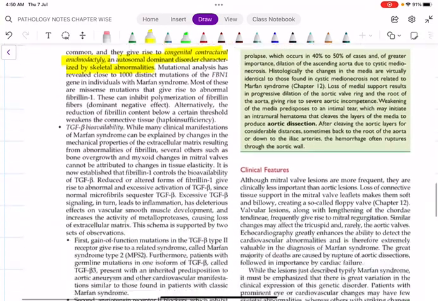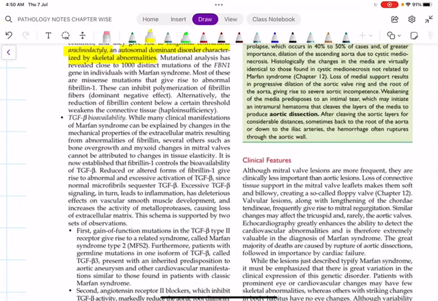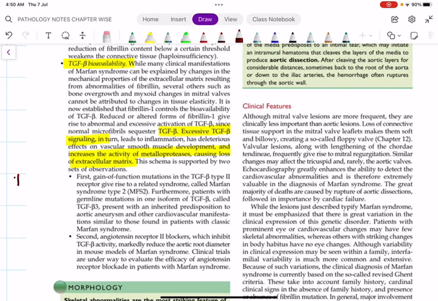So that is the first mechanism. The second mechanism is transforming growth factor beta bioavailability. I told you that because of excessive transforming growth factor beta signaling, there will be increased activity of metalloproteinases causing loss of extracellular matrix. TGF beta is going to activate MMP, matrix metalloproteinase. It will degrade the extracellular matrix, so there will be loss of this.